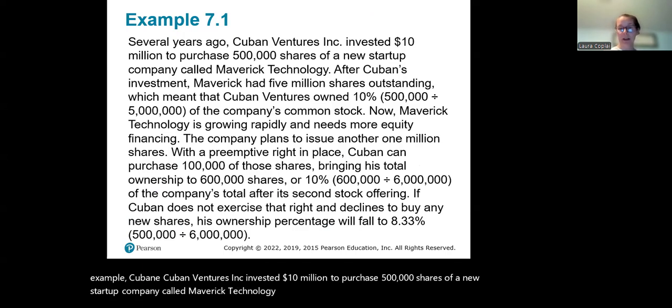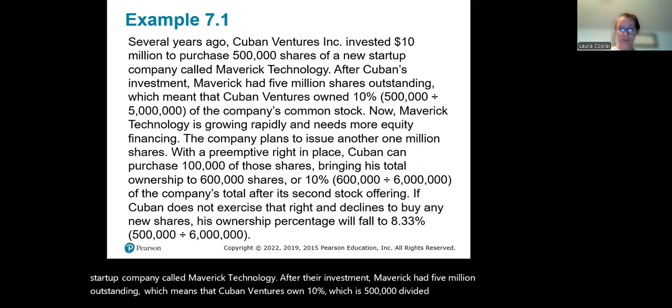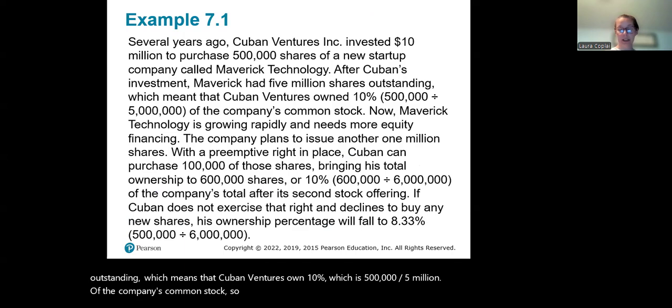After their investment, Maverick had 5 million shares outstanding, which means that Cuban Ventures owned 10%, which is 500,000 divided by 5 million of the company's common stock. So now Maverick Technology is growing rapidly. They need more equity financing, so they plan to issue another 1 million shares.